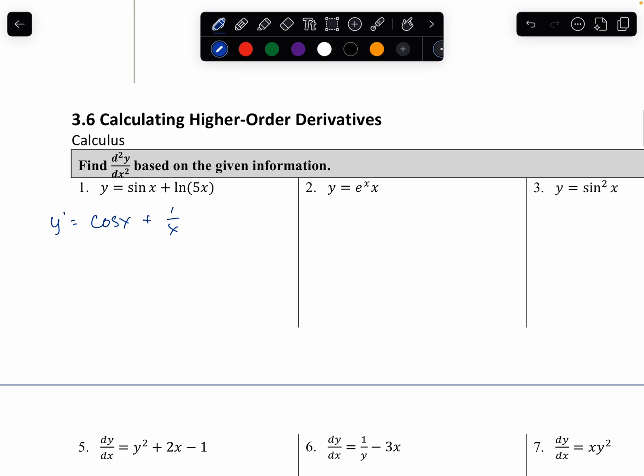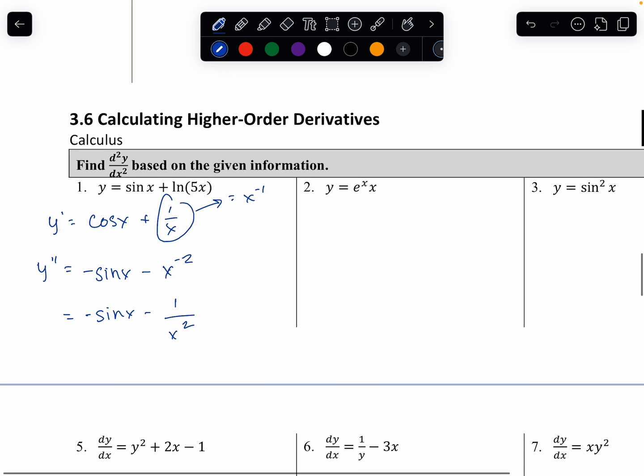And now for the second derivative, we'll take the derivative of what we have here. The derivative of cosine is negative sine of x. Now, 1 over x is equivalent to x to the negative 1. When I take the derivative of that, that's going to be negative x to the negative 2. You can leave your answer like that, or just write it as negative sine of x minus 1 over x squared.